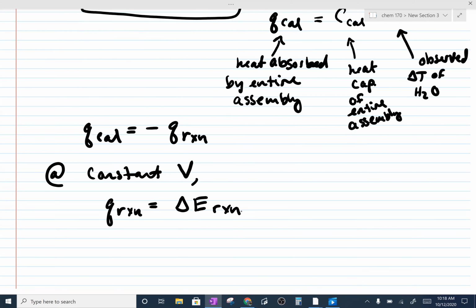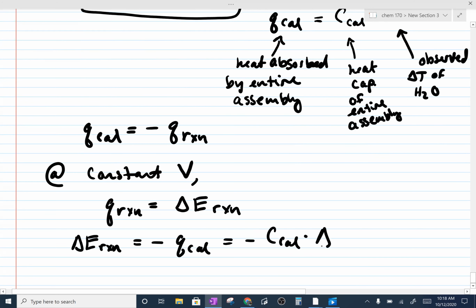So delta E reaction, putting all this together, is equal to negative Q cal, which is equal to negative C cal times the change in temperature. So we're directly measuring the total change in energy of the system by measuring only the temperature change happening within this entire assembly. Pretty amazing.